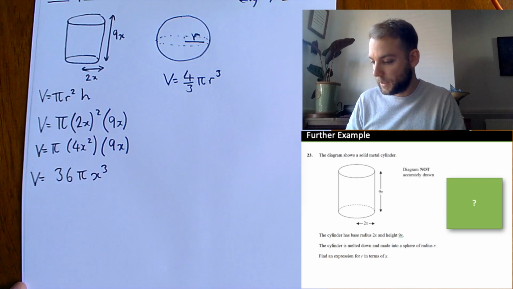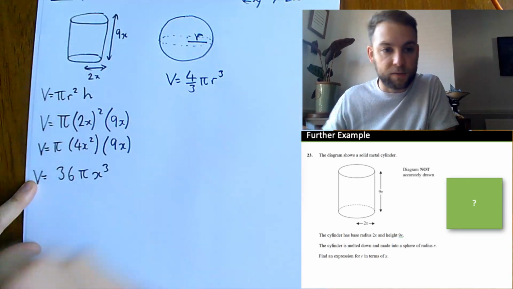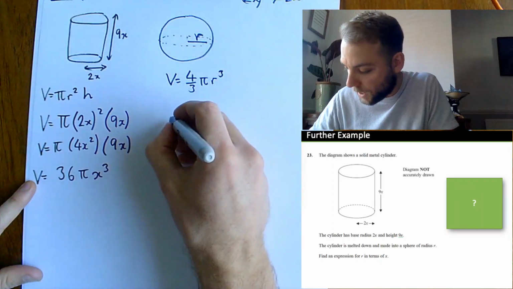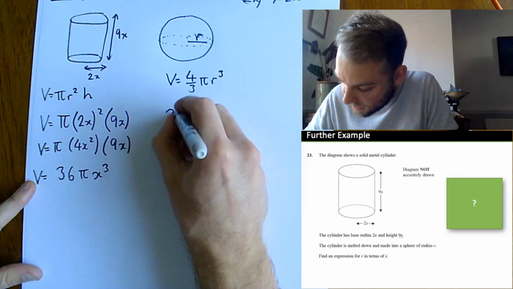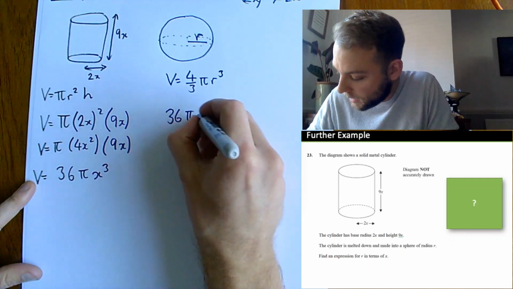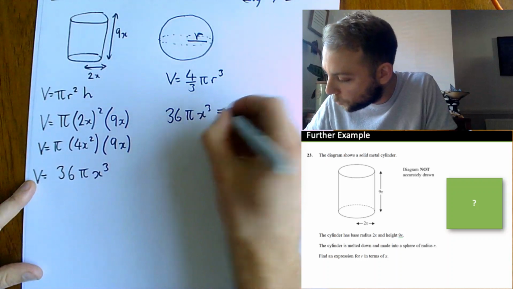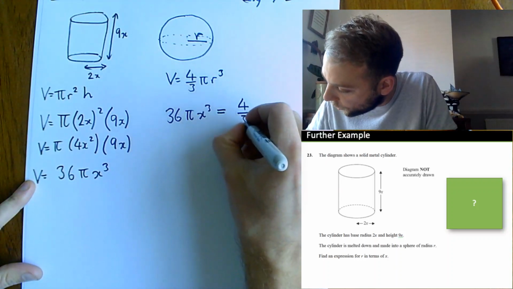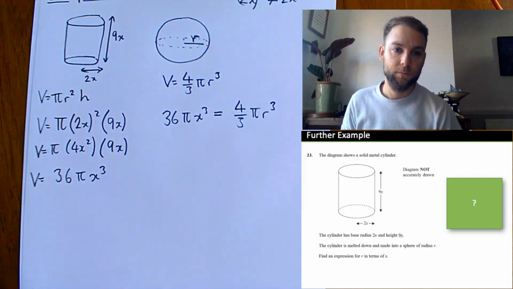This is all in terms of x. And we're saying here that this is equal to this volume because it's been melted down. So I'm saying that this volume here is equal to this. So 36 pi x cubed, which is this volume in terms of x, is equal to 4/3 pi r cubed.